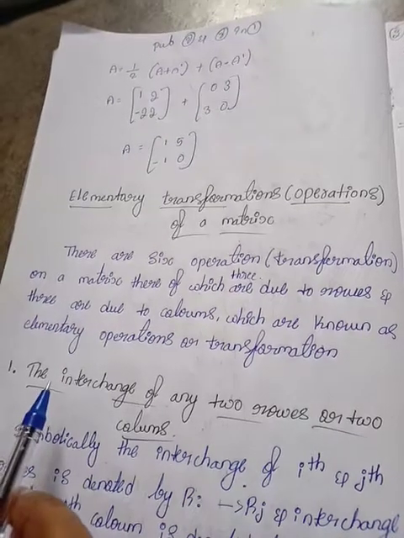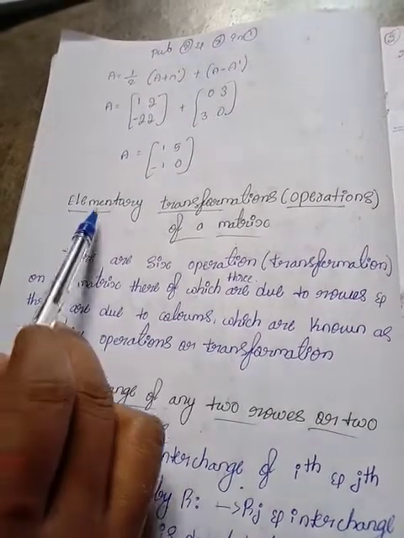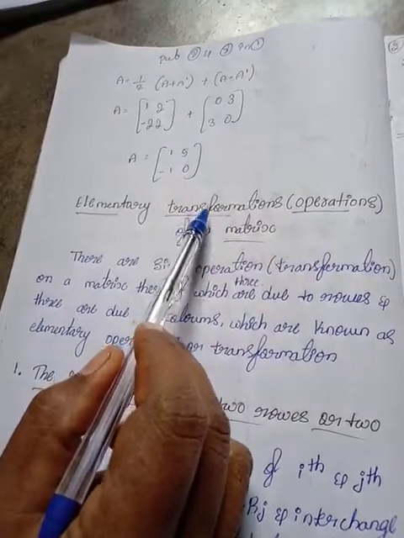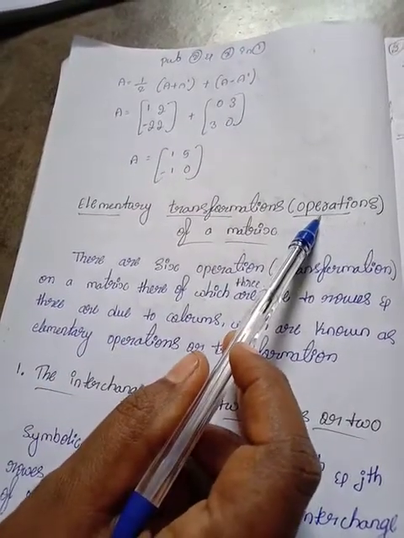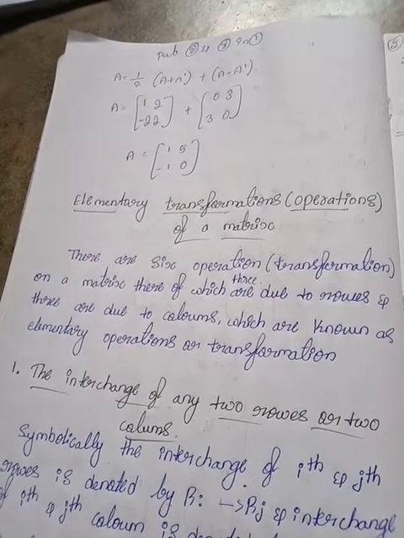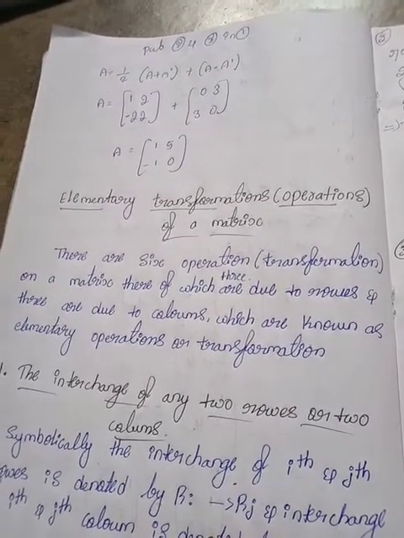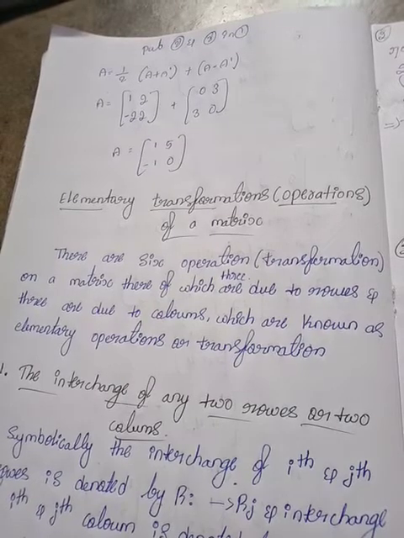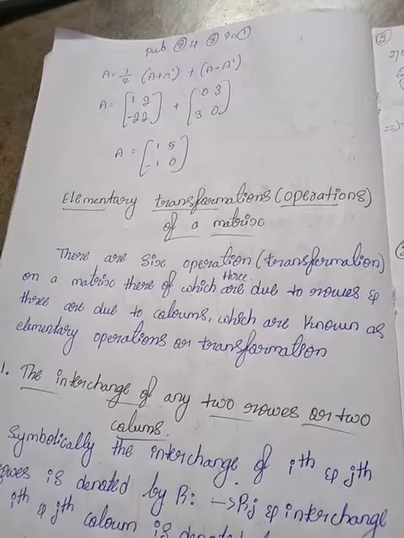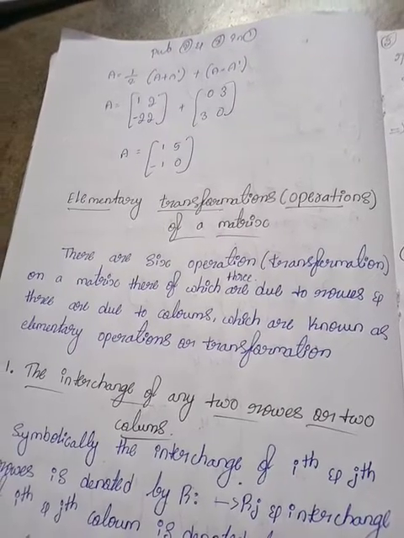In the same matrices lesson, we have the last subtopic: elementary transformation of matrices. Transformation can also be called operations. In elementary transformation, in a matrix we have elements. In those elements, how to transform row wise and column wise. First, let us see the definition of elementary transformations.